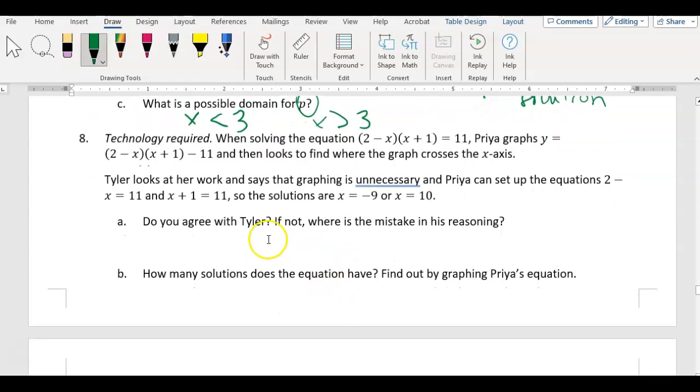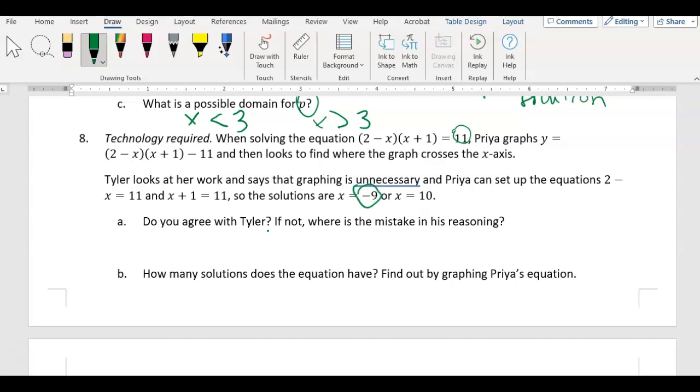All right, number 8, technology required. When solving this equation, Priya graphs, and she graphs y equals 2 minus x times x plus 1 minus 11. So she moved this 11 to the other side, and she looks to find where the graph crosses the x-axis. Tyler looks at her work and says graphing is unnecessary, and Priya can set up the equations 2 minus x equals 11 and x plus 1 equals 11, so the solutions are x equals -9 or x equals 10. Do you agree with Tyler? Well, let's see what he does.